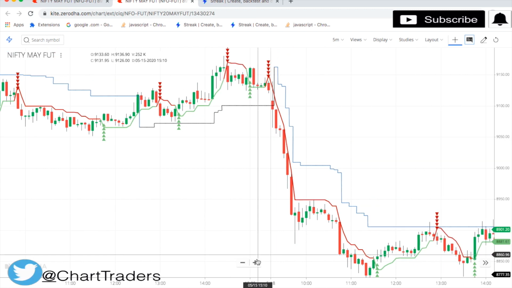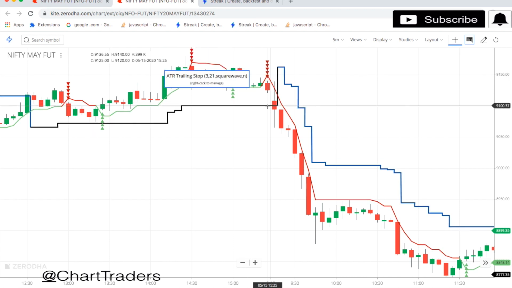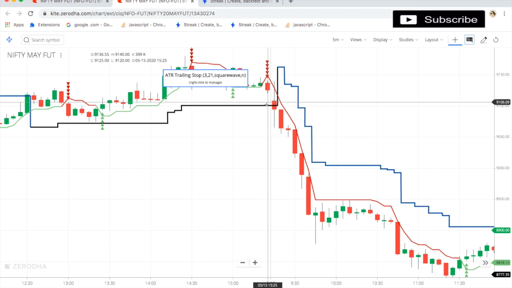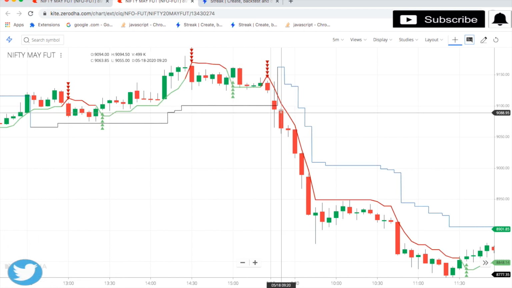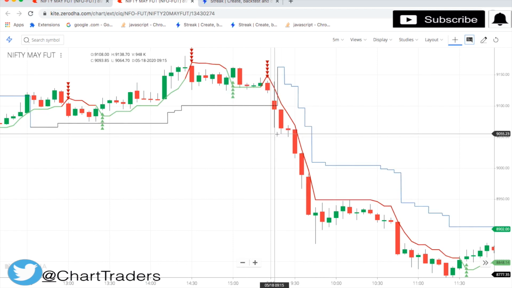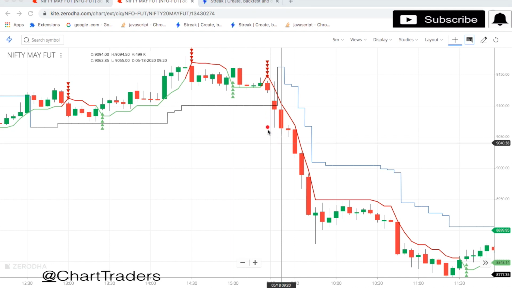In this case you can see Supertrend is generating a sell signal, but the price is above the ATR line, so we are not going to take entry here. We are going to take entry here, when the price is below this Supertrend line and below this ATR line. So we are going to take entry at this point, below this candle, that is around 9063, and we can ride up to this daily.